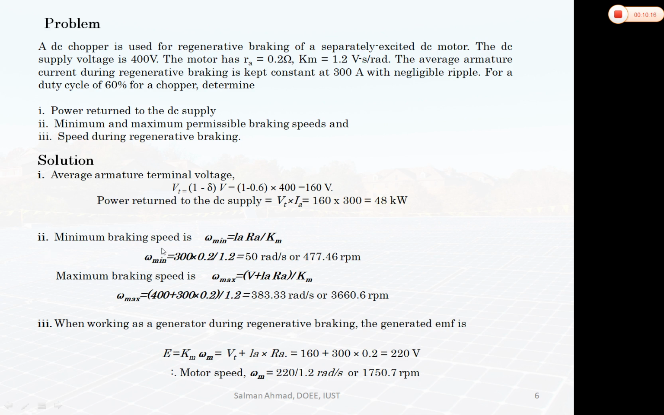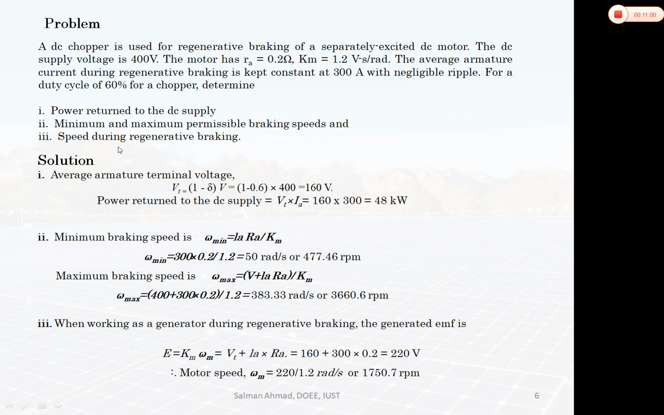Now we have to find the minimum braking speed. Like in the previous slide we discussed the expression of minimum speed, that was IaRa upon Km. Ia is given 300, Ra is given to be 0.2. So 300 into 0.2 divided by constant, that is 1.2 volt second per radian. So we are getting 50 radian per second or 477.46 revolutions per minute. Similarly, maximum braking speed, if we add V plus IaRa divided by Km, just we have to take 400. So in this expression I add 400 here, divided by 1.2, we are getting 383.33 radian per second.